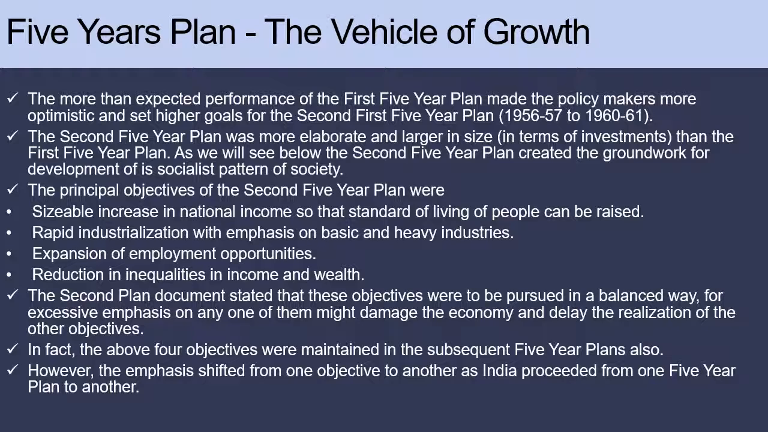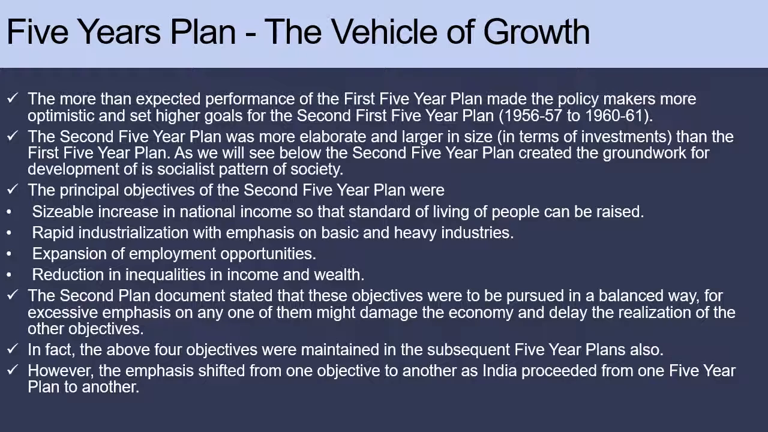The principal objectives of the second five-year plan were: sizable increase in national income so that the standard of living of people can be raised; rapid industrialization with emphasis on basic and heavy industries; expansion of employment opportunities; and reduction in inequalities in income and wealth. The second plan document stated that these objectives were to be pursued in a balanced way, for excessive emphasis on any one of them might damage the economy and delay the realization of the other objectives.